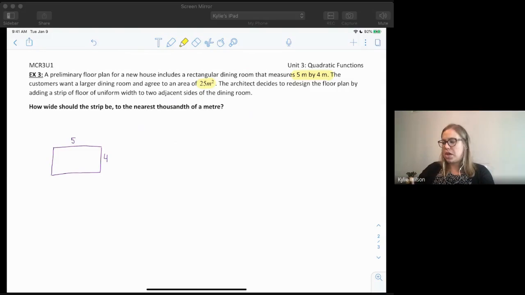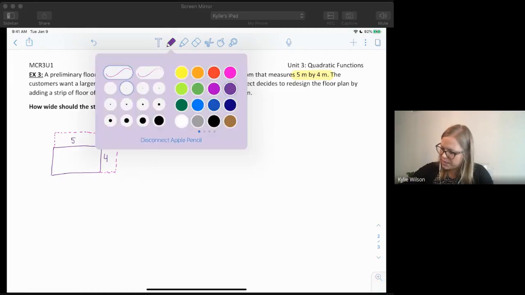So the architect decides to redesign the floor plan by adding a strip of floor uniform width to 2 adjacent sides of the dining room. So we're going to add some floor here, and we're going to add some floor here, like this. Now, oops, go back to here.